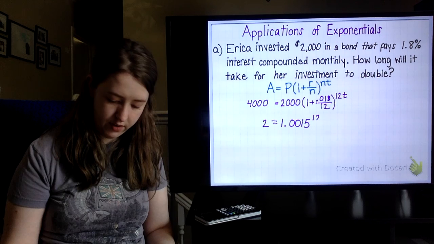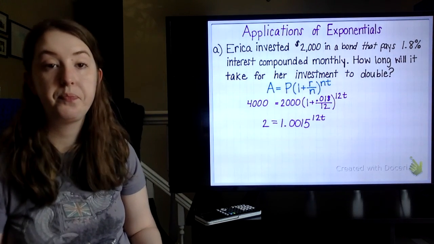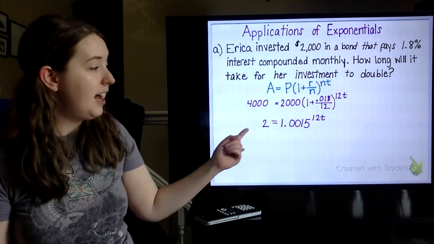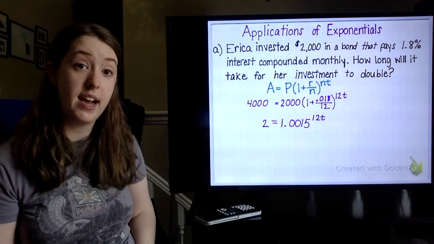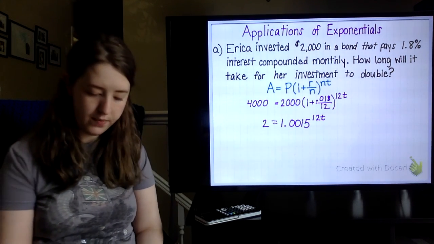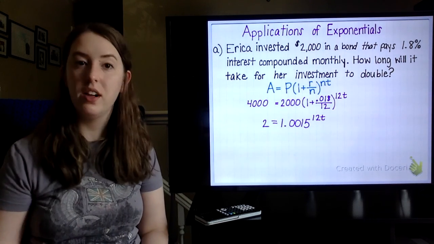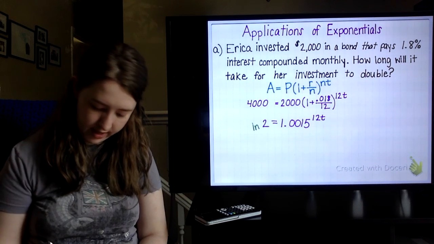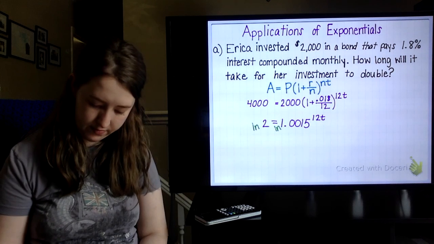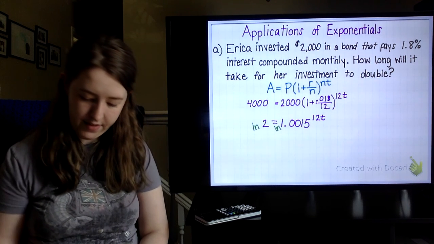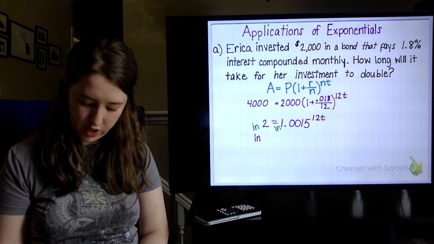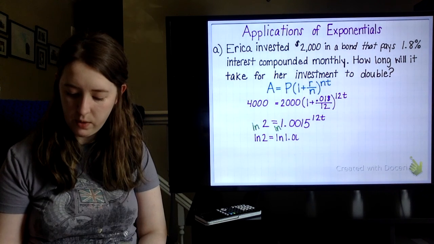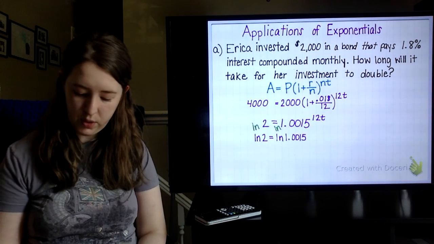And that is to the 12t power. If you remember from our last video, what I like to do to solve this is take the log or the natural log of both sides. It doesn't matter which one. We'll take the natural log because we're going to be taking the natural log a lot this lesson. So now I have the natural log of 2 equals the natural log of 1.0015 to the 12t power.